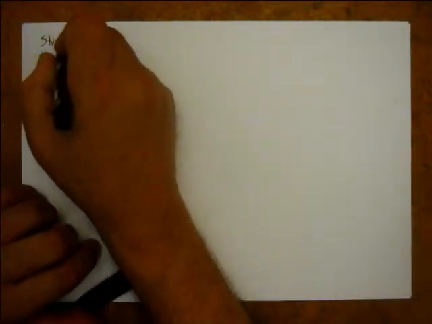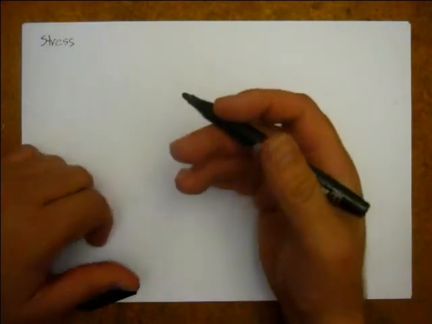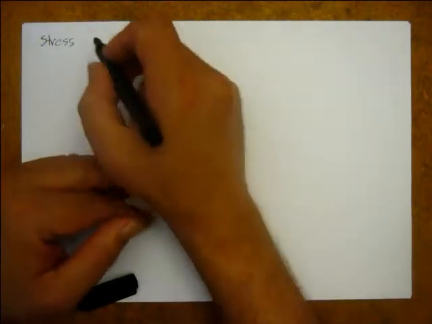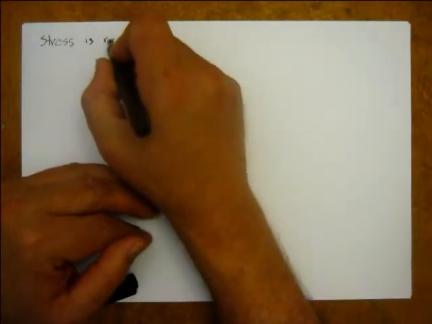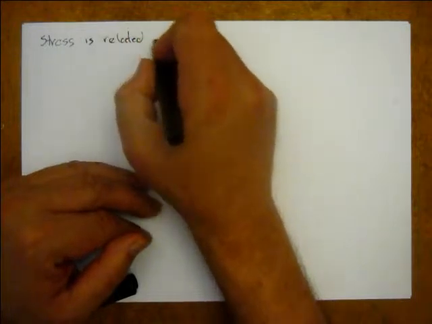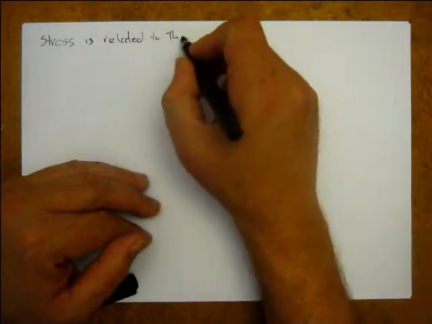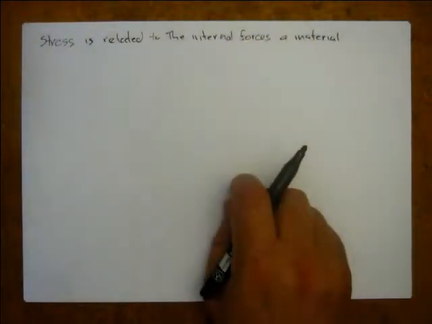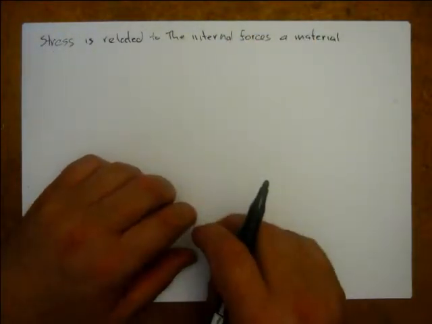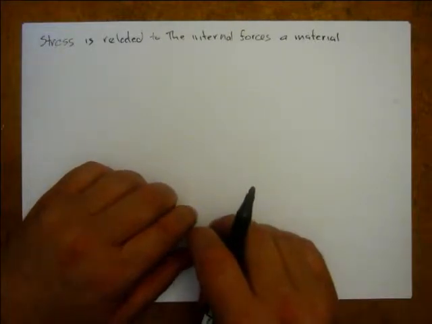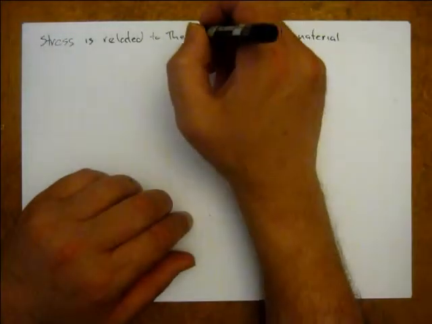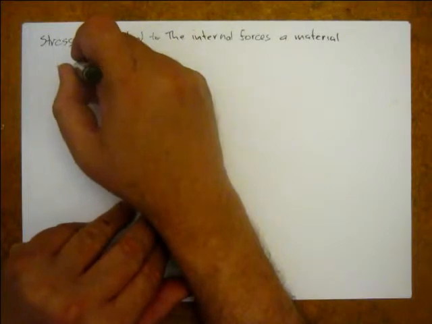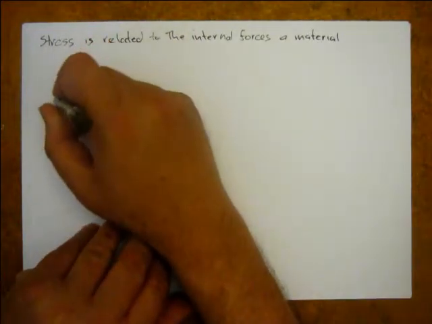Let's talk about stress in an engineering sense. So stress is basically the forces inside the material, related to the internal forces of a material. Stress is related to whether a piece of metal fails or not. So there's going to be stress here.